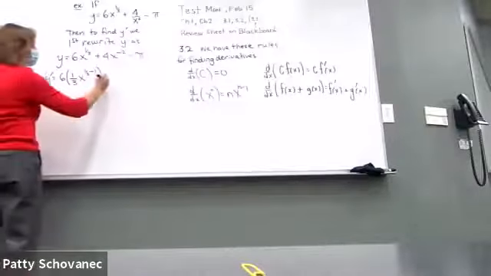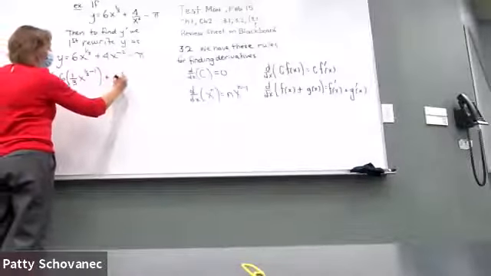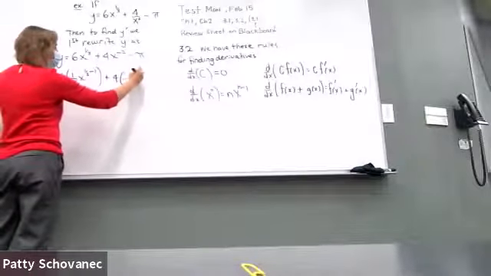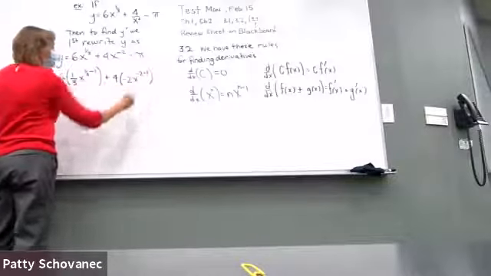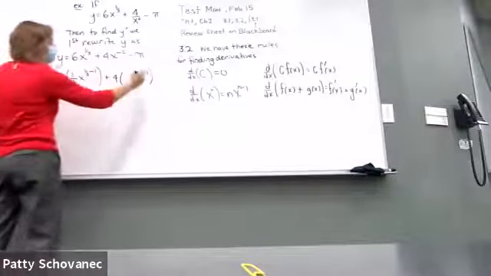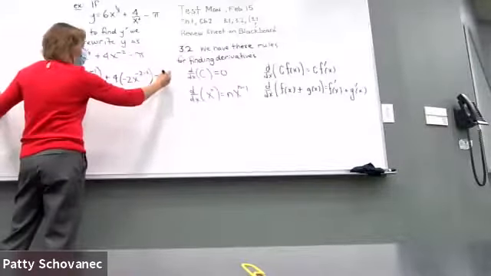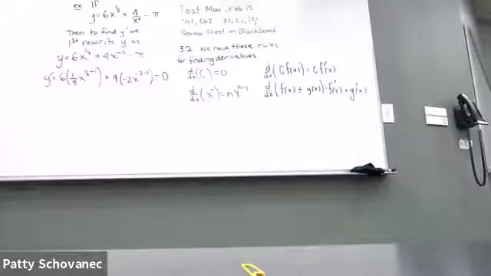Same thing with the middle term. Keep the 4 out of the way, bring the -2 down, raise this to 1 power less. Then finally out here at the end, recognize that pi is a constant and the derivative of any constant is 0.